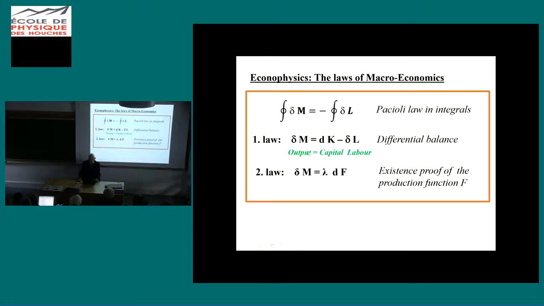And now we have a second law here. We have the law delta m equals lambda df. This means the surplus, the output, is closely connected to a production function df, and this is the existence proof of the production function, because a not exact differential form may always be written as an exact differential form times an integrating factor. So this means there is a production function which always exists to any economic action where you have an output.